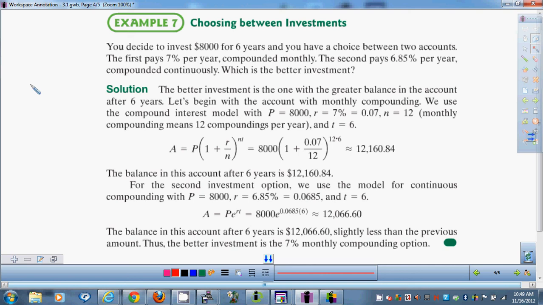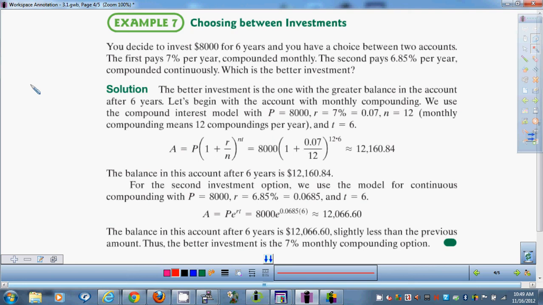For instance, these are accounting things, by the way. You decide to invest $8,000. That's your principal. Goes here. But you'll figure this all out when you're looking at it on your own. For 6 years, that's your time, which goes here. And you have a choice between two accounts. The first pays 7%, which is your rate, which goes here. Compounded monthly. How many times a year do you get something compounded monthly? 12, which is the end value that goes here.